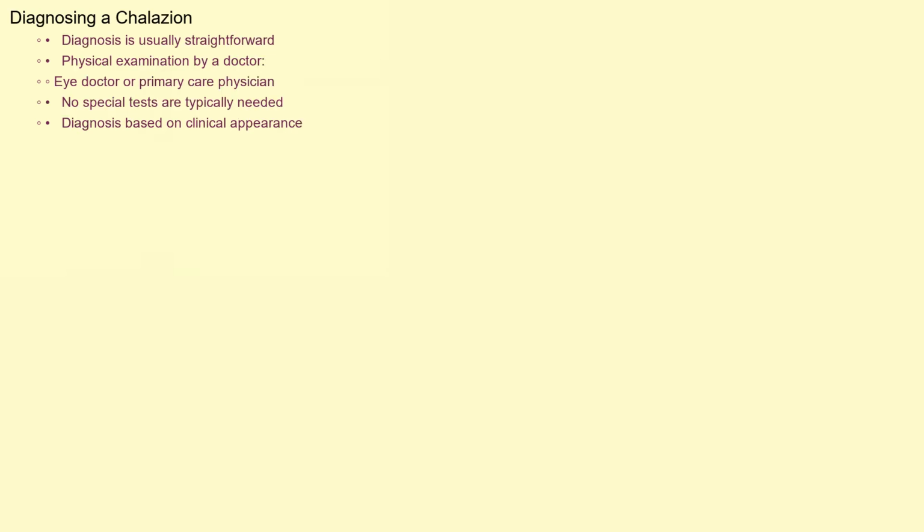Diagnosing a chalazion is usually straightforward and can be done through a simple physical examination by an eye doctor or primary care physician. The doctor will examine your eyelids and the surrounding area to assess the size, location, and characteristics of the lump. Typically, no special tests are needed. The diagnosis is primarily based on the clinical appearance of the lesion.